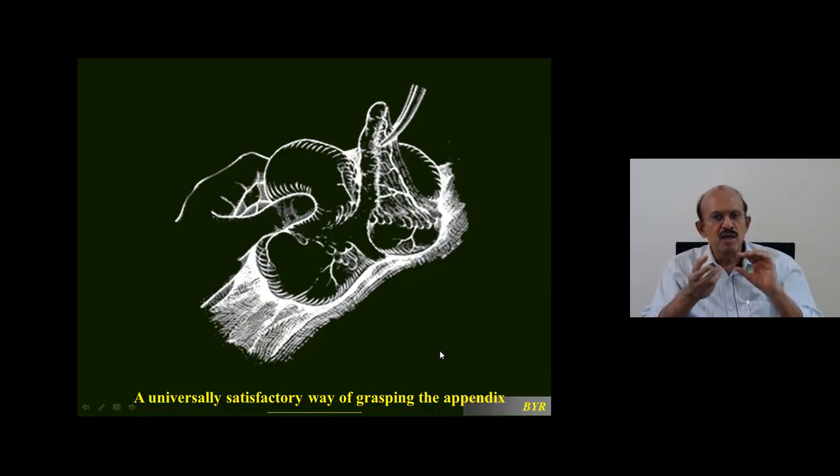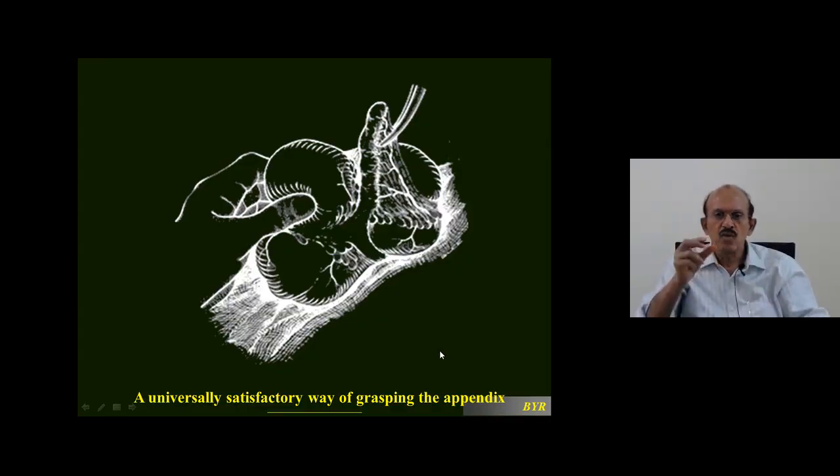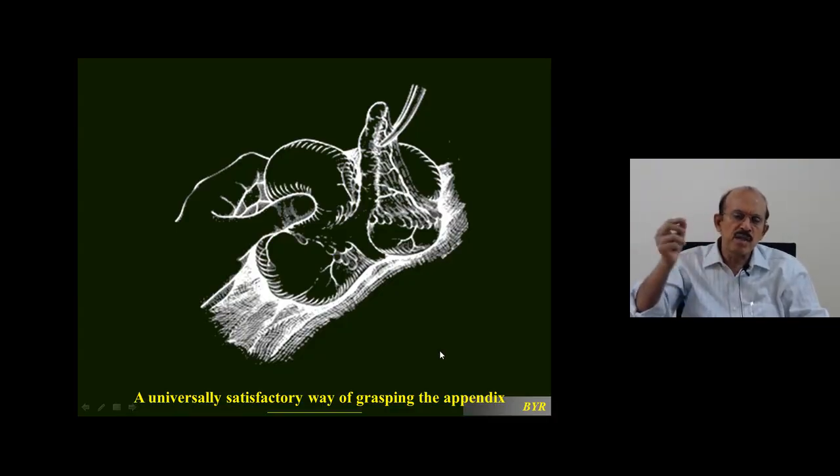Because the appendix is acutely inflamed, it is turgid. So the consistency of the cecum and appendix are quite different now because the appendix is inflamed. So with your finger, you can feel the difference. So you can hold the appendix and follow the base towards the tip of the appendix. So whether it is in retrocecal or retroileal or pre-ileal, you will be able to follow it.